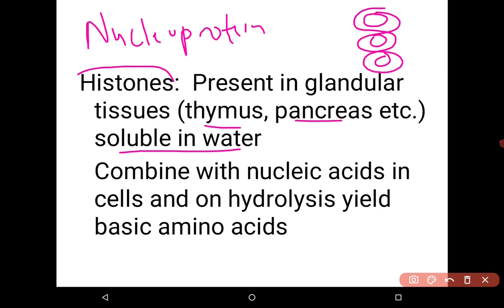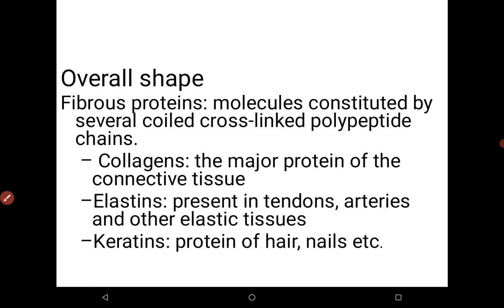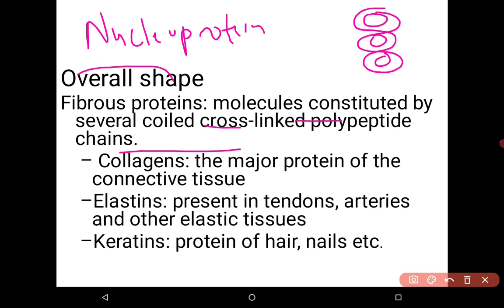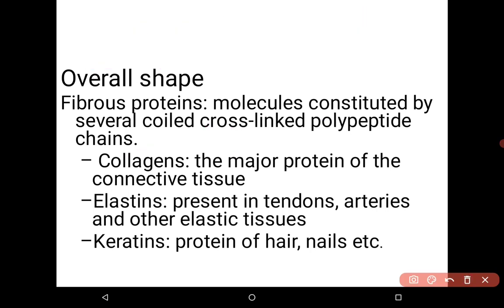Okay, so we move further. Also, you can classify them by the second classification, based on the overall shape. So you have the fibrous proteins. The molecule is constituted by several coiled, cross-linked polypeptide chains. Examples include the collagen proteins, which are fibrous in nature.